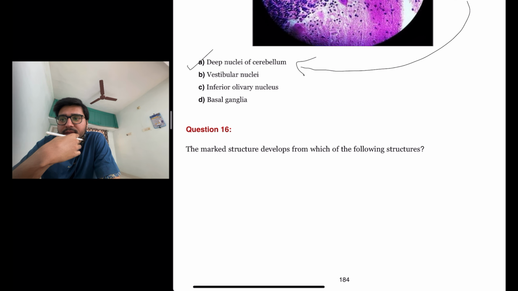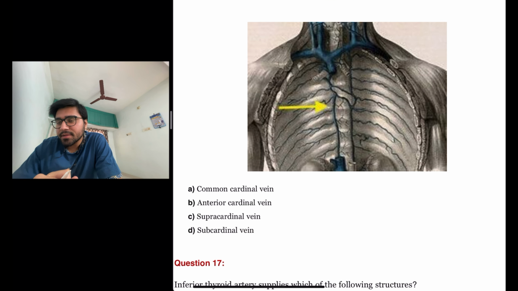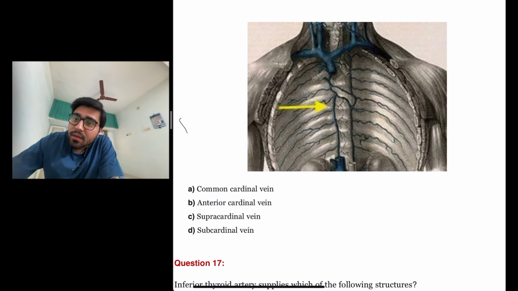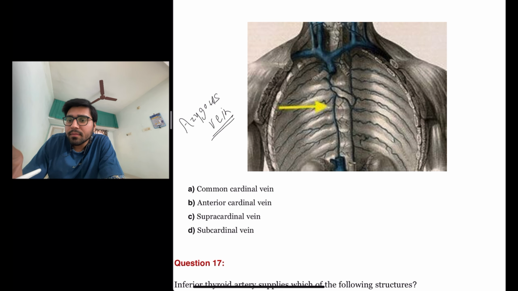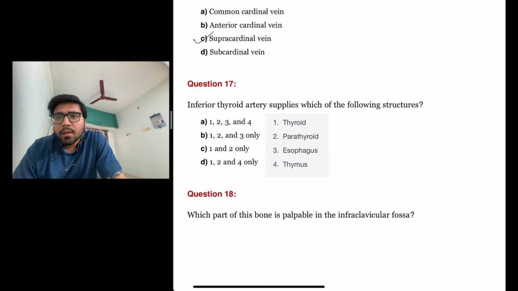Let us move on to the next question. The marked structure develops from which of the following structures? This is the marked structure. This is the marking of azygous vein, and that arises from the supracardinal veins.